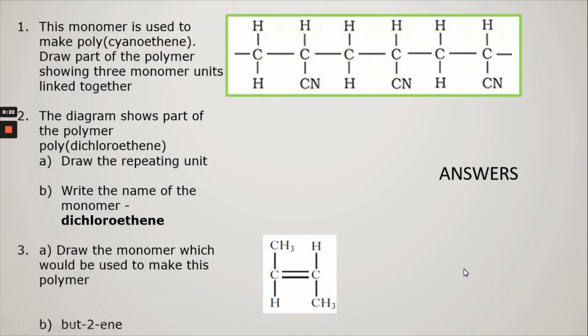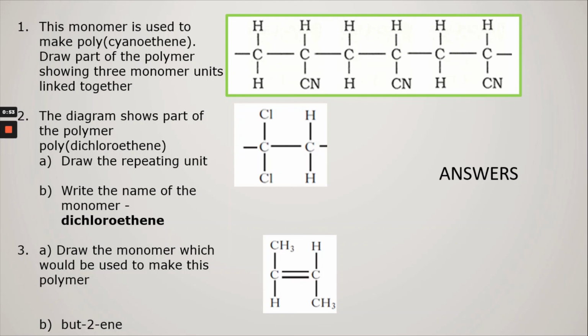Okay, so here are the answers. Question 1, you've got the polymer structure based on the monomer cyanoethane. So that's polycyanoethane. Hopefully that one was fairly straightforward for you. Question 2, the diagram showed the polymer and you had to draw the repeating unit. So there it is on the slide. Again, you just have to look for the, I like to think of it as an H shape that repeats itself. And then you have to write the name of the monomer.